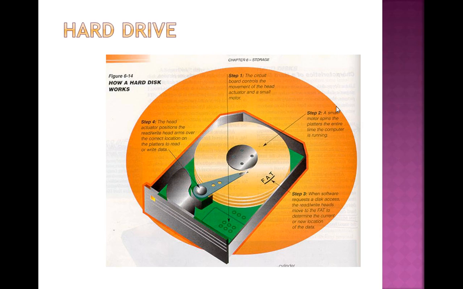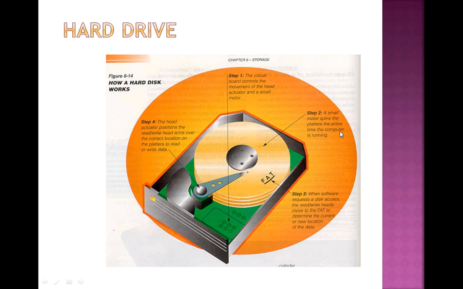Next is your hard drive. This is the diagram of the internal structure of the hard drive, showing how a hard disk works. Step 1: the circuit board controls the movement of the head actuator and a small motor.